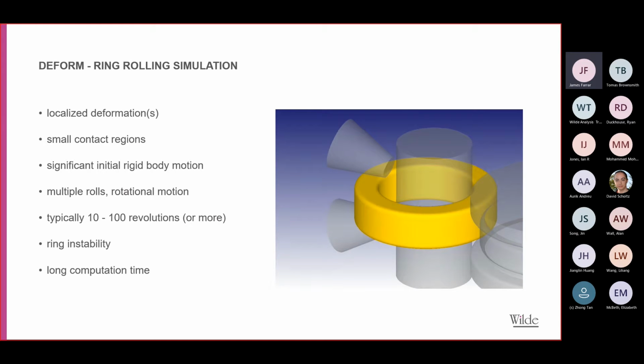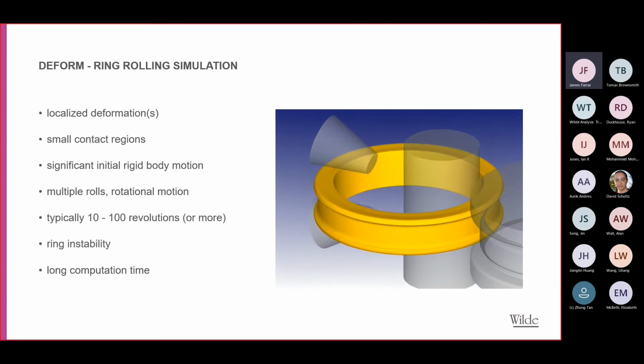The other one Thomas mentioned at the end was ring rolling, which is a very specialized process, which consists of localized deformations, very small contact regions, and there's rigid body motion that's going on. Often there's multiple rolls and supporting guide rolls or potential multiple deformation rolls. And these processes are prone to ring instability. From a numerical perspective, these can take a long time to run. So it's been a challenge for many years to run these. So DEFORM have developed a specialized solver to look at this.